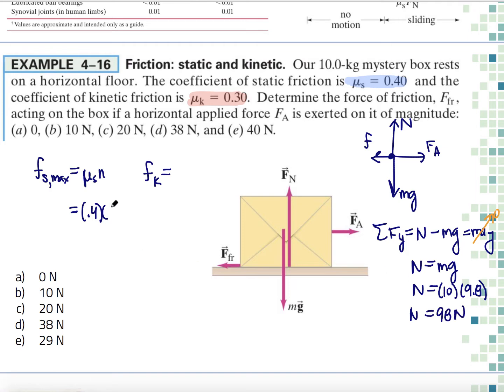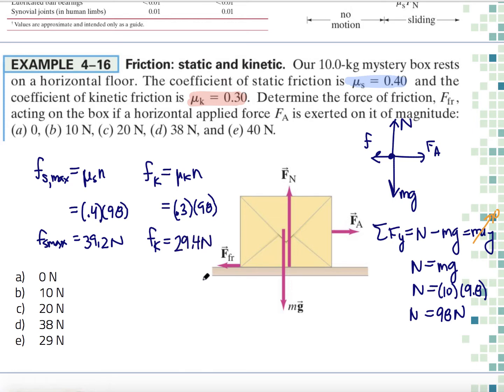So now I have 0.4 times 98. And so my static friction max, my Fs max, is going to be 39.2 newtons. Now my kinetic friction force is going to be mu k times normal force. So here I have 0.3 times my 98. So my kinetic friction force, and this is not Fk max, it is just Fk, is 29.4 newtons. So let's go through these.